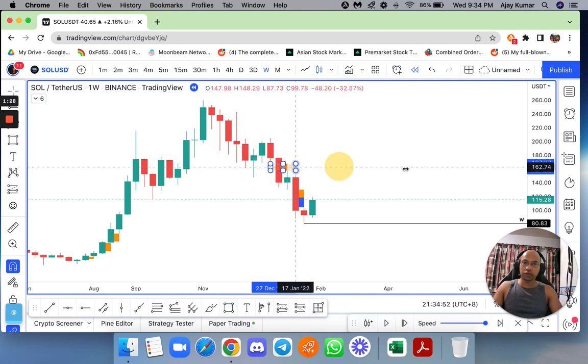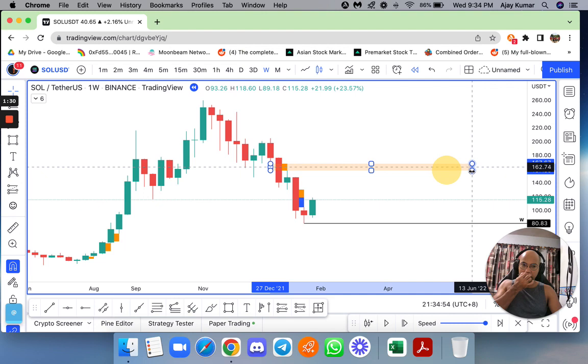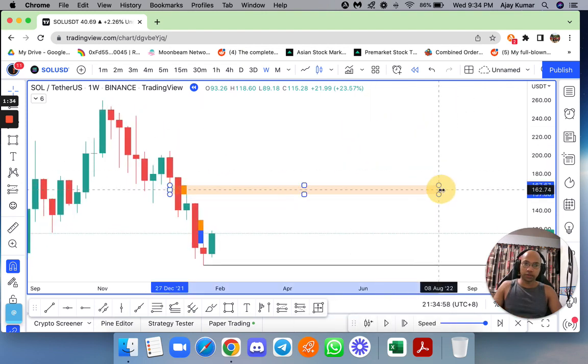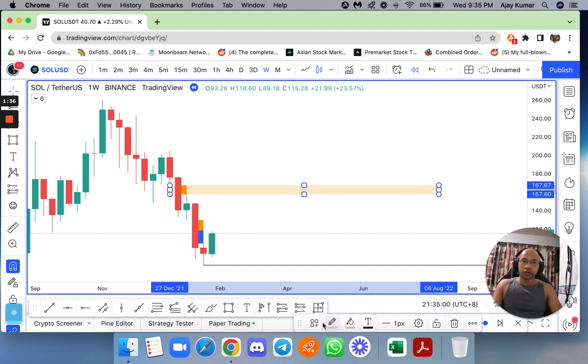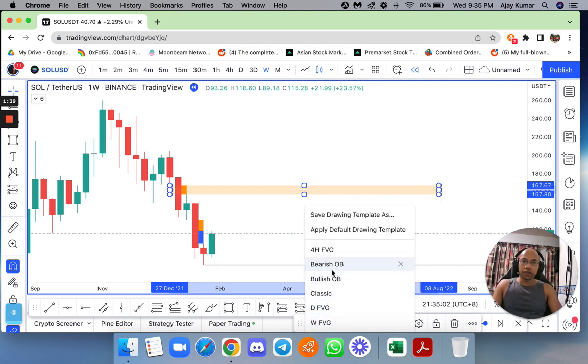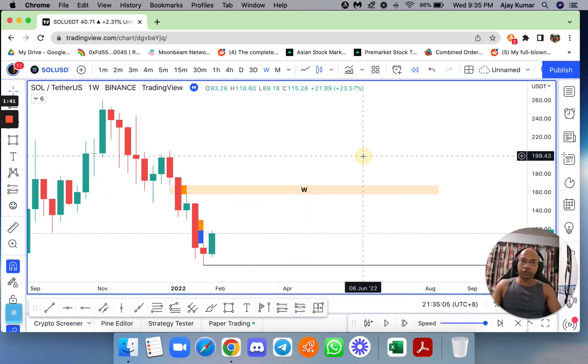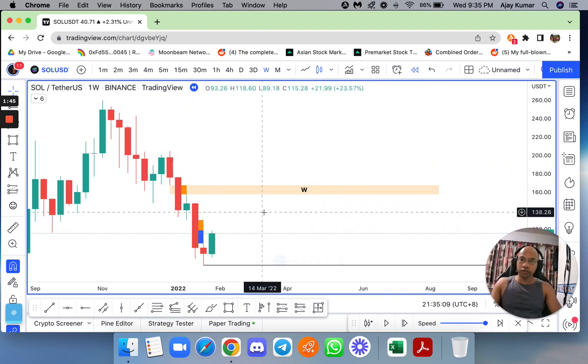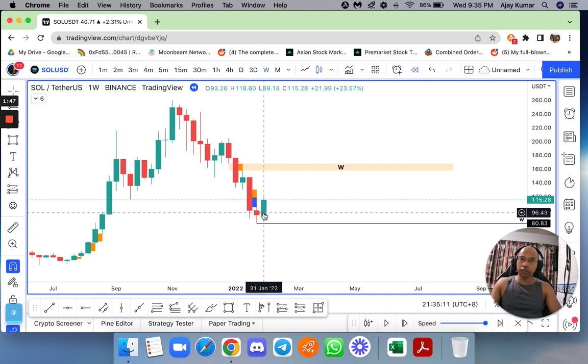Let's mark it out. Give it a label of weekly fair value gap. There's a fair value gap here also, but the week has not finished yet, so I'm not going to mark anything.